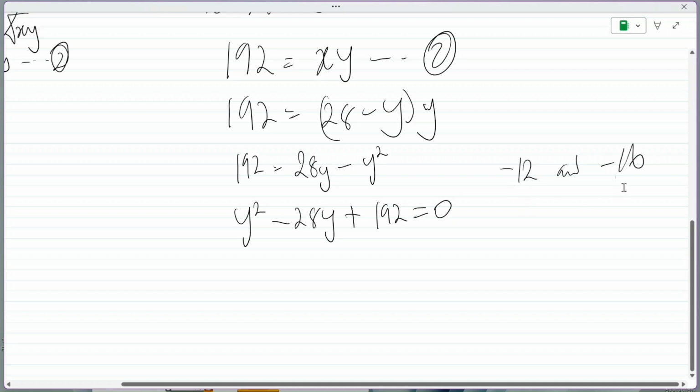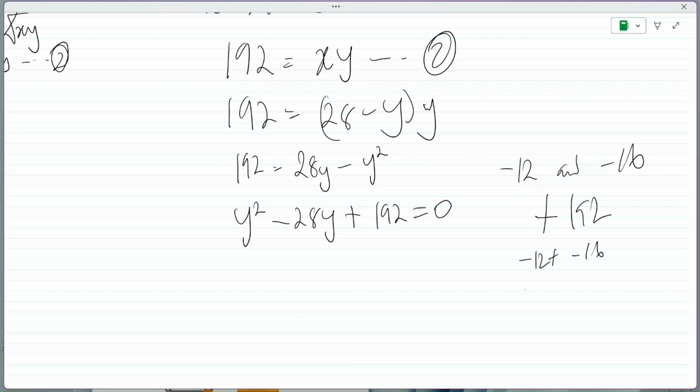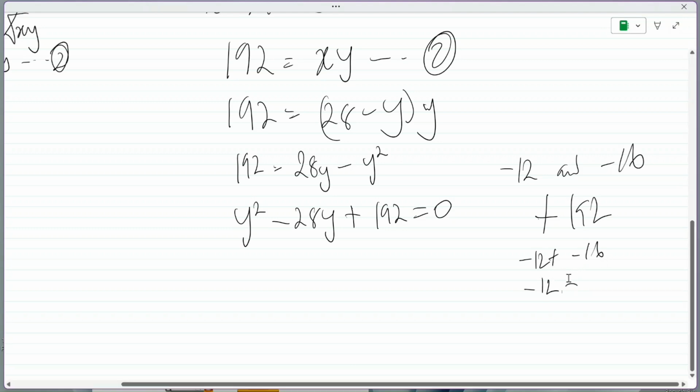When you multiply minus 12 times minus 16, you get plus 192. Minus times minus is plus. 12 times 16 is 192. And when you add them together, minus 12 plus minus 16, you resolve the positive and the negative to negative. So minus 12 minus 16 will give you minus 28. So the two numbers that give you plus 192 when you multiply them are minus 12 and minus 16, and when you add them, you get minus 28, which is the coefficient of y in this case. This is like a puzzle in a quadratic equation.